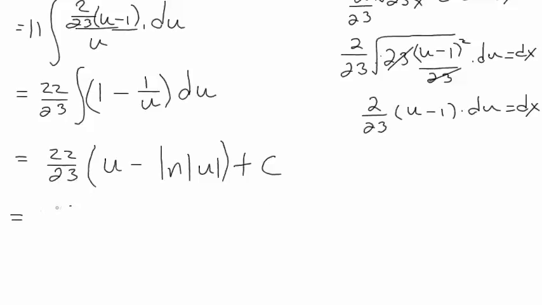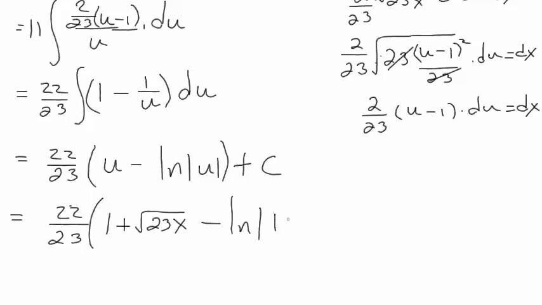Now here's the part that you're going to probably be confused about for a second. We're going to now go back and substitute, get everything back in terms of x. So do we remember what u is? u is 1 plus the square root of 23x, right, minus the natural log of the absolute value of 1 plus the square root of 23x, and then we have plus c. Alright, let's go ahead and close that off.